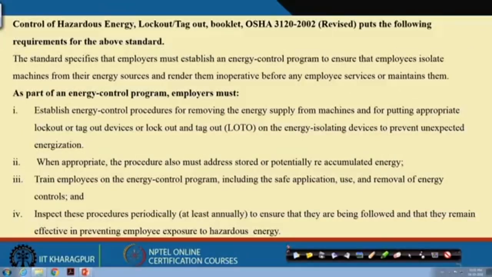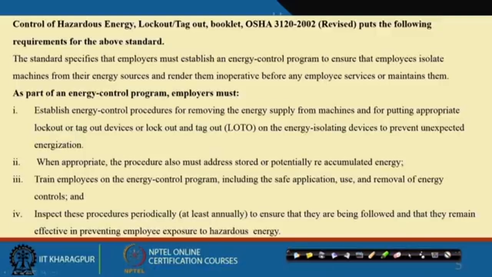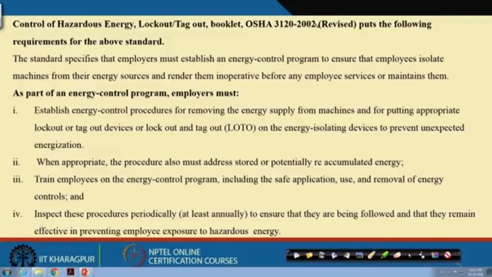This control of hazardous energy, lockout, tagout, is also there in OSHA 3120-2002. What is OSHA? OSHA is the Occupational Safety and Health Administration of the United States. OSHA statute says, establish energy control procedures for removing the energy supply from all the machines. You should have energy control procedures to take out all these energies, and put appropriate lockout, tagout devices, or lockout and tagout both, which is called LOTO, on the energy isolating devices. So, they say you isolate the energy, then you put the lock or tag or both.